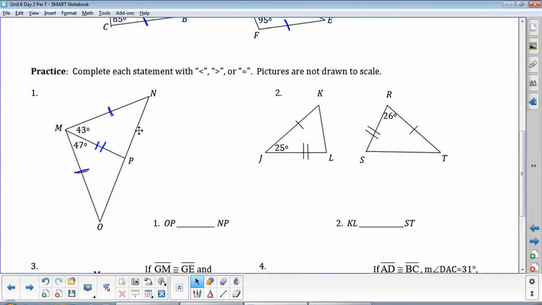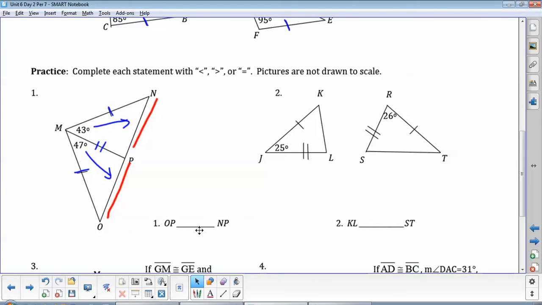Again, we need to look at the angles to figure out which one's going to be bigger. So we have OP here, and we have NP over here. The angle that's 43 degrees is going to be opposite NP, and 47 degrees is going to be opposite OP. So since 47 degrees is the bigger angle, that one's going to be opposite the larger side. 43 degrees is a smaller angle, so that's going to be opposite the smaller side. Because the angles are not congruent, these two sides are not going to be congruent, and because 47 degrees is the bigger angle, it's going to be opposite the bigger side.